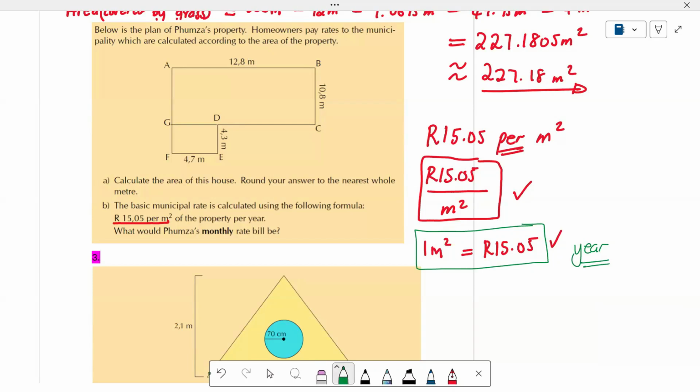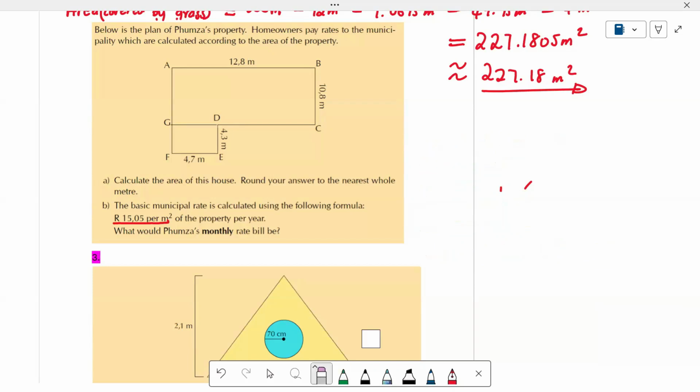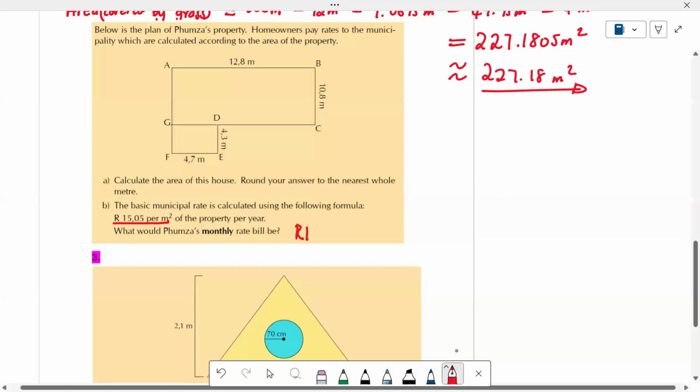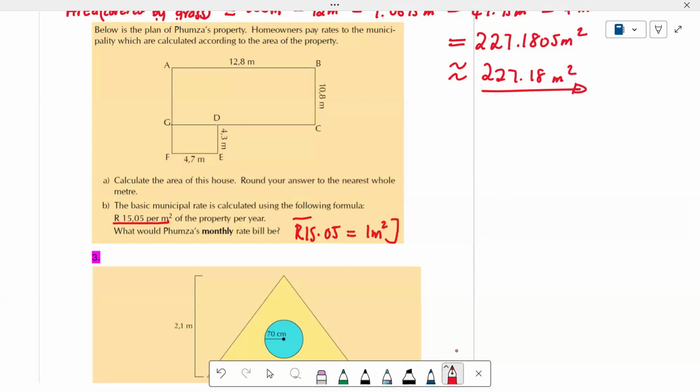All right, so let's think about that when we are answering this question. I'm just going to add it there on the side, a side note for yourself so that you can think about it: 15.05 is equal to 1 meter squared. Very important that you think in this way. Okay, let's do A, please. I think we can all calculate the area of this house. Let's quickly calculate the area of this house.